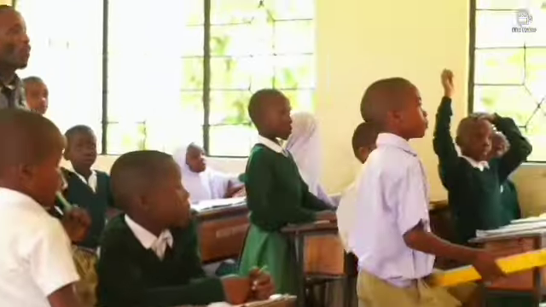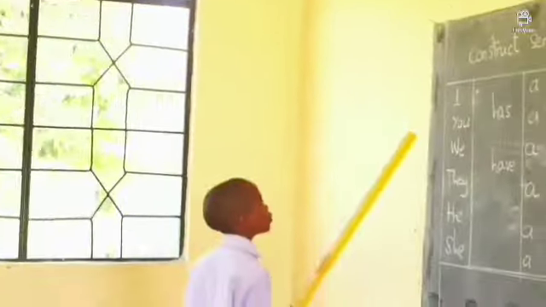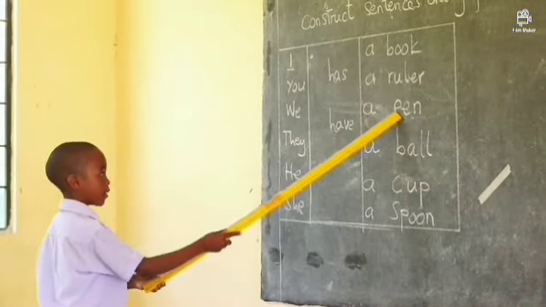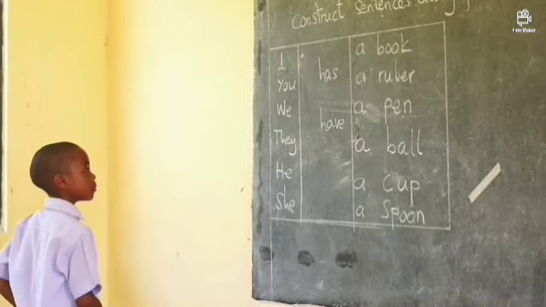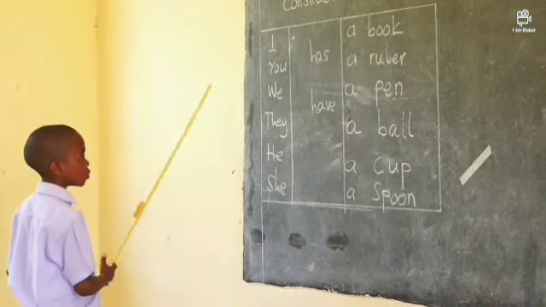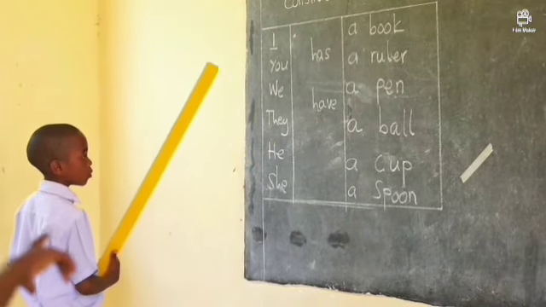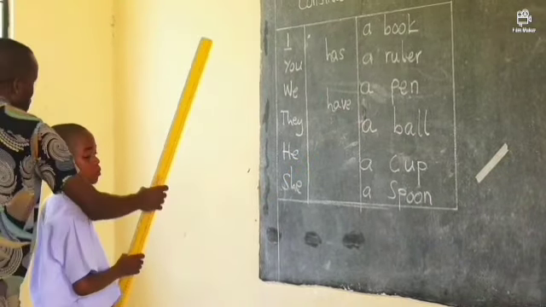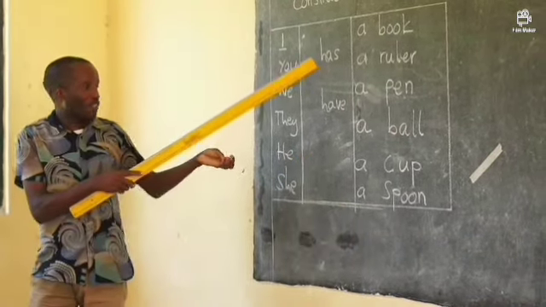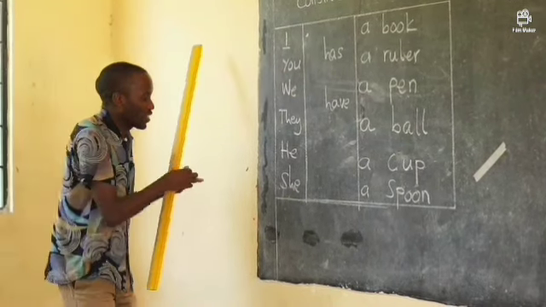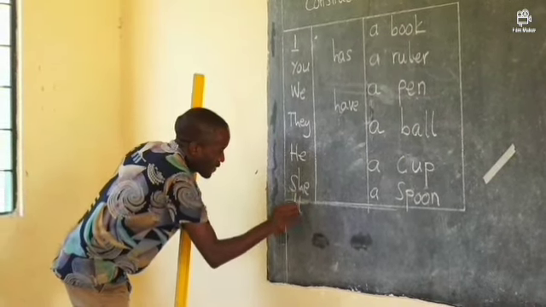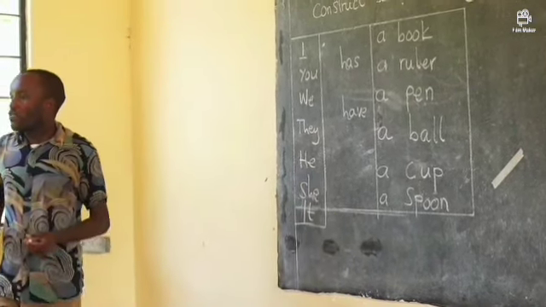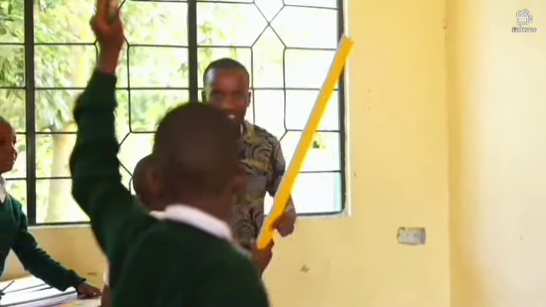Please construct your own sentence. You have a pen. Just read. You have a pen. Again. You have a pen. Okay, thank you. No one is using this, I have not seen anyone using this. Okay, another one?